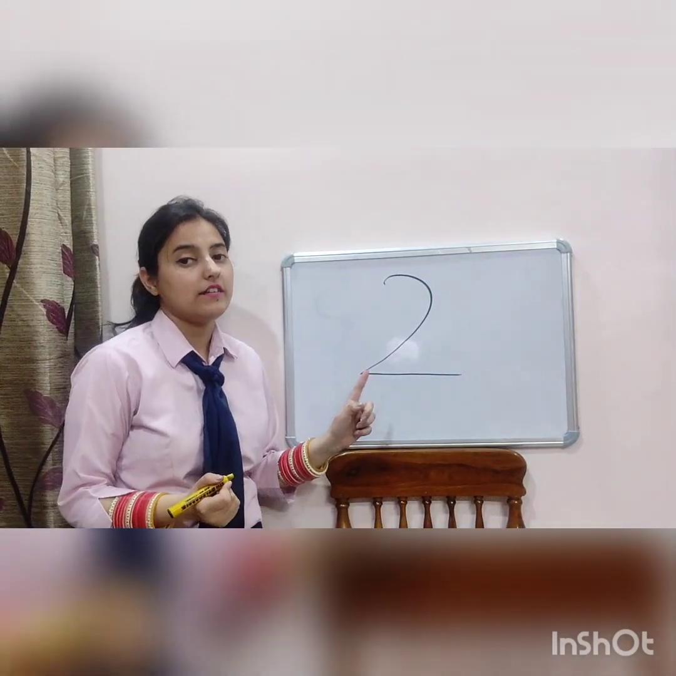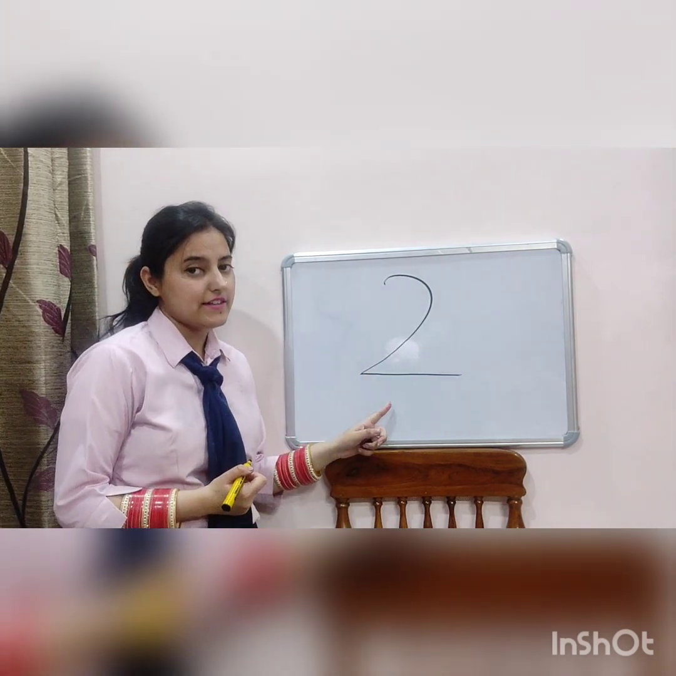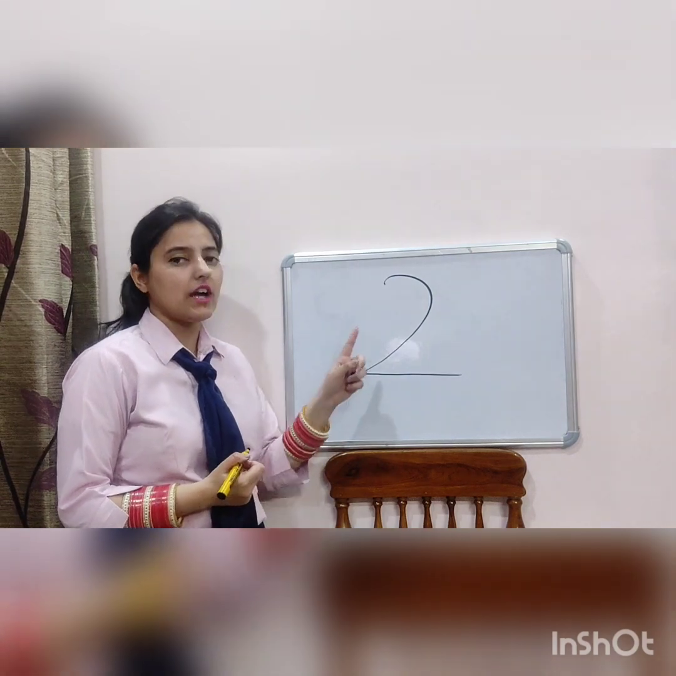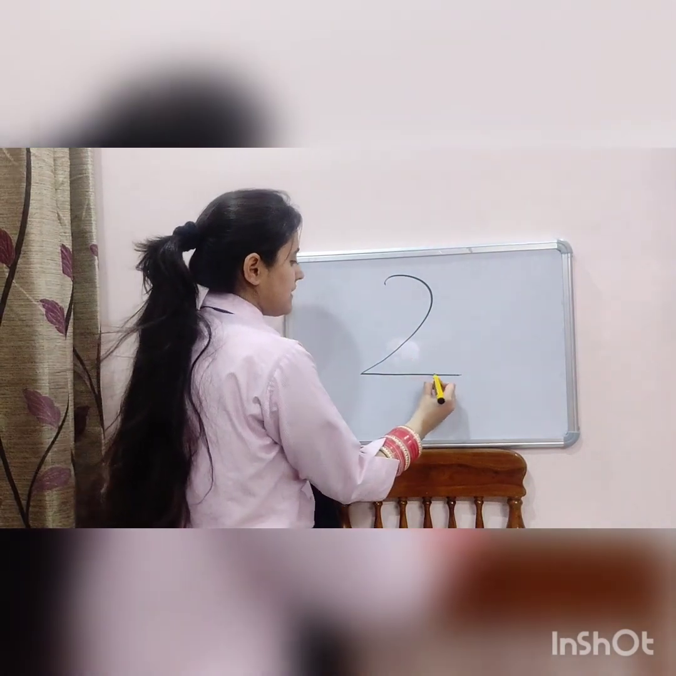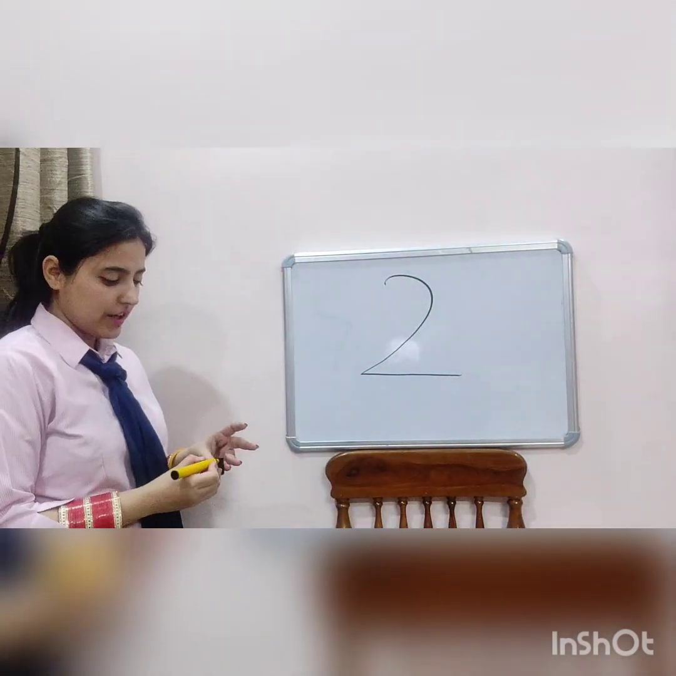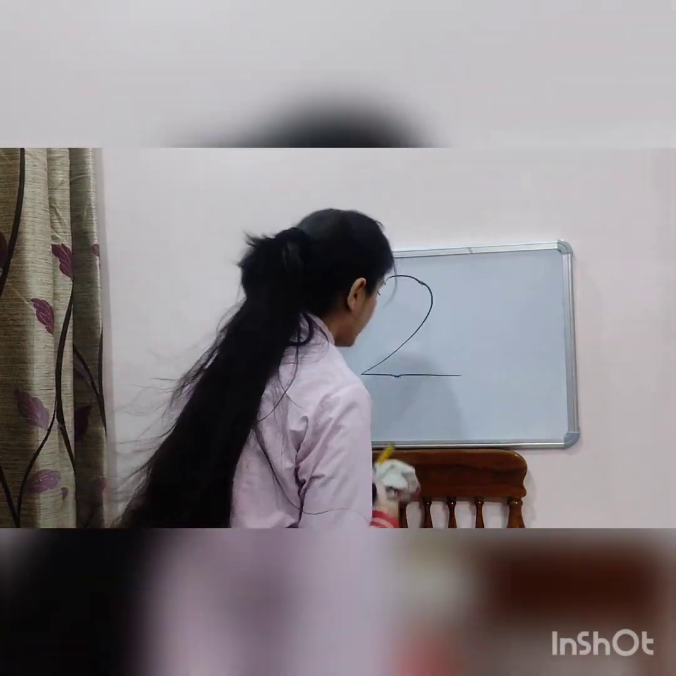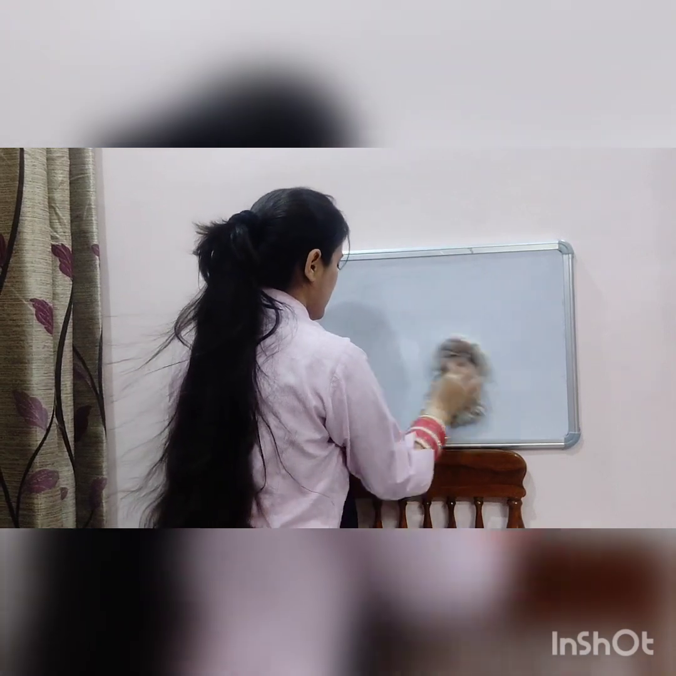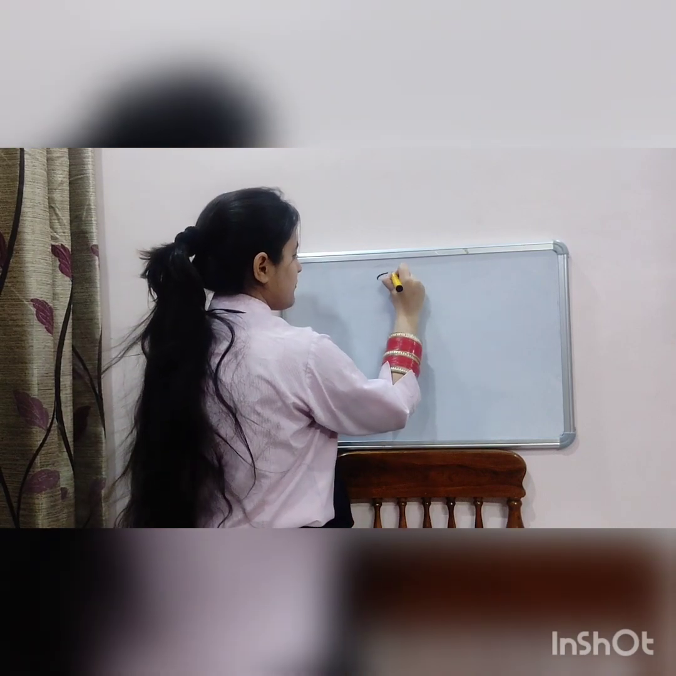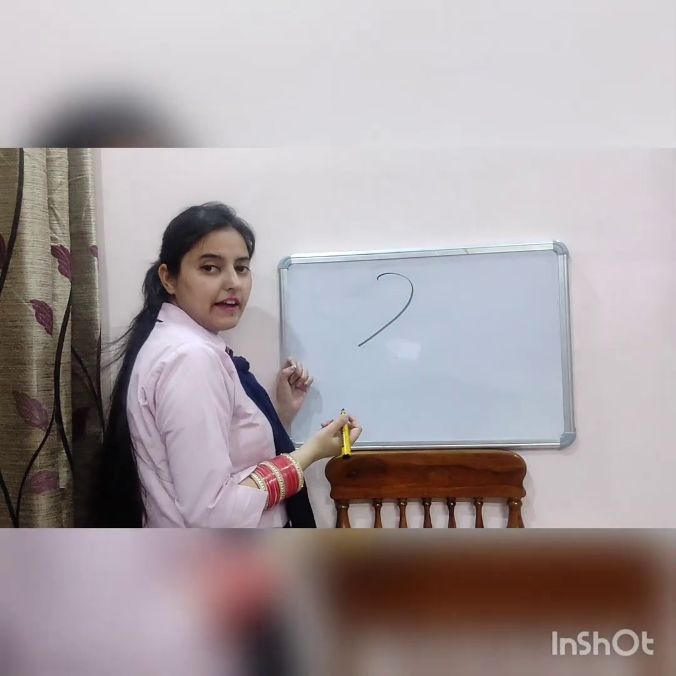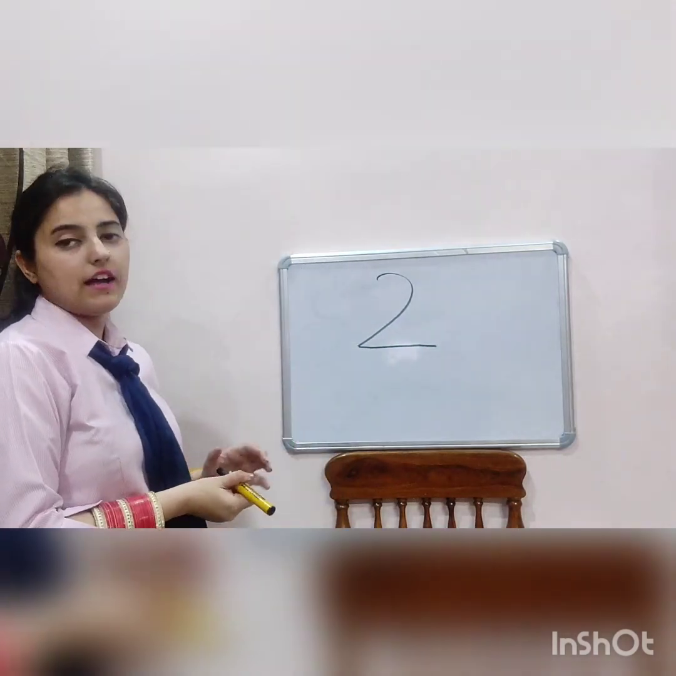This is number 2. Which number is this, kids? This is number 2. And how will you make number 2? You will make a curve and then a sleeping line. Okay? How will you make number 2? Once again, I'm writing. You will make a curve. This is a curve and then a sleeping line. Okay, so this is number 2.